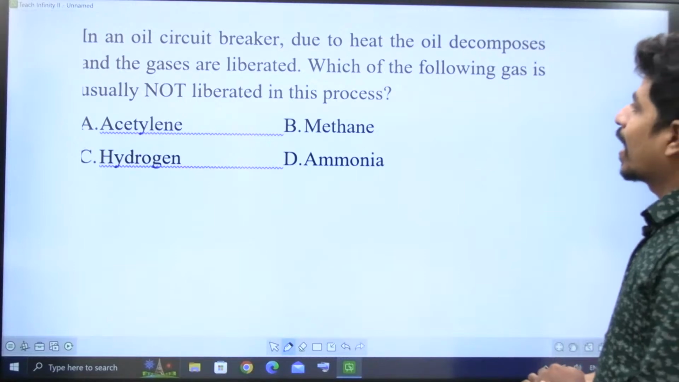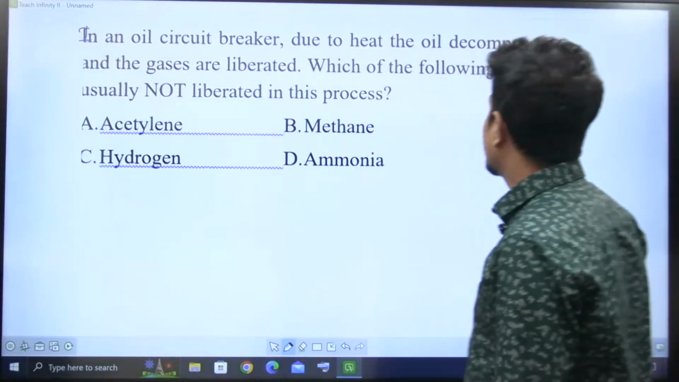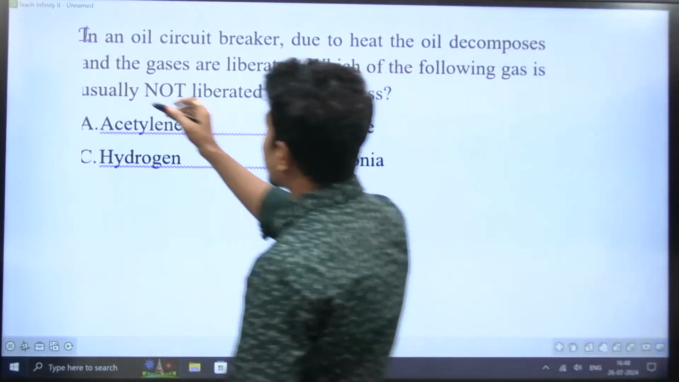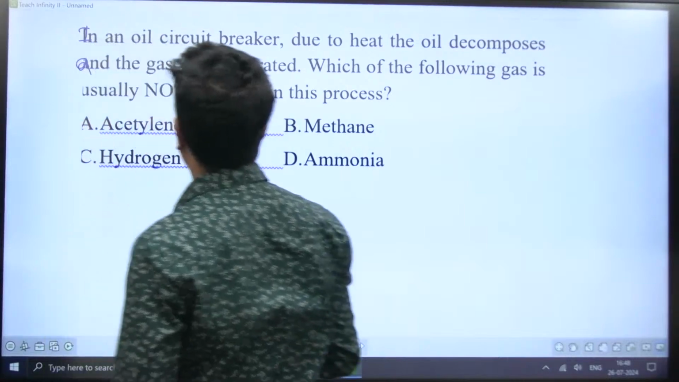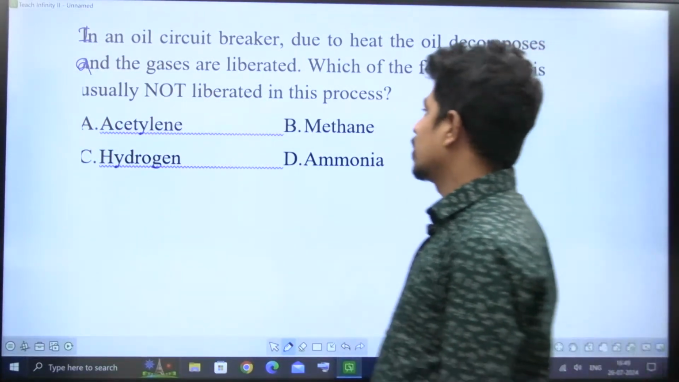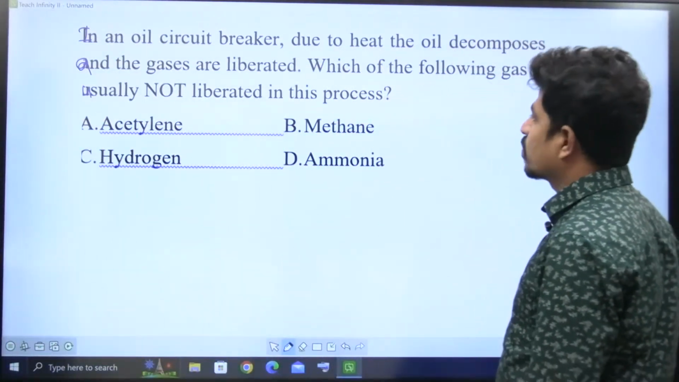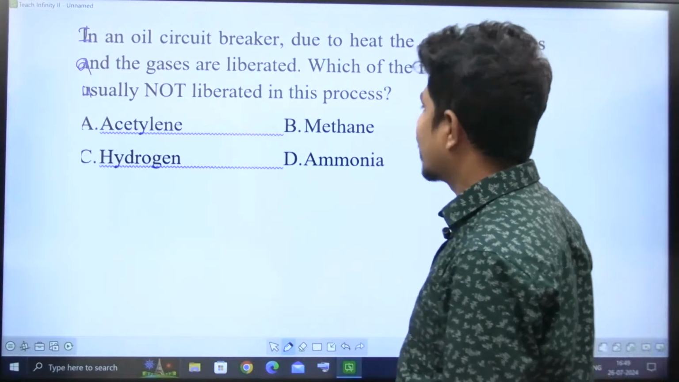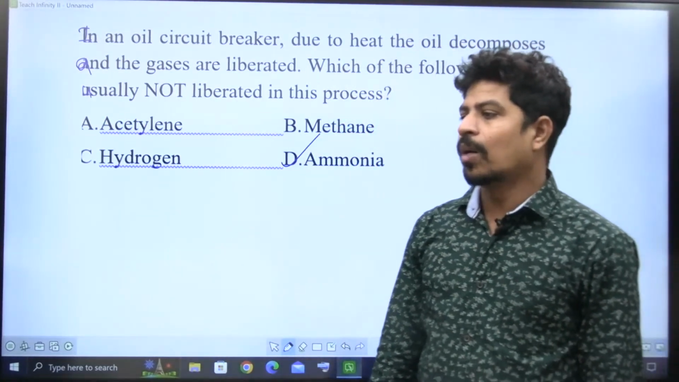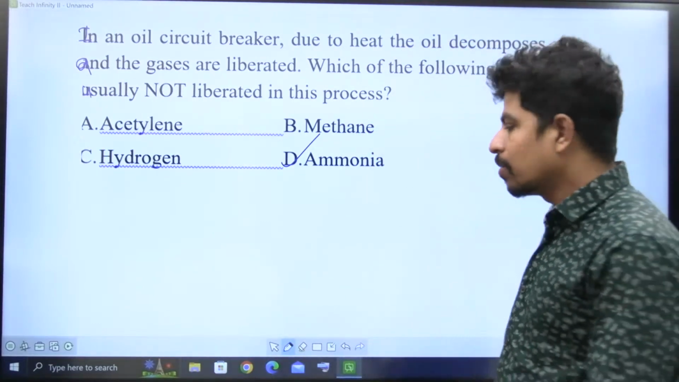Next, in an oil circuit breaker, due to heat the oil decomposes, and the gases are liberated. Which of the following gas is usually not liberated in this process? Acetylene, it will liberate. Methane, it will come. Hydrogen, it will come. Ammonia gas is not going to get liberated from this oil circuit breaker.